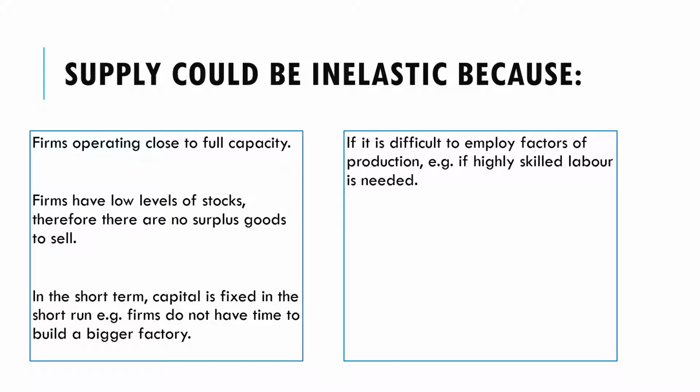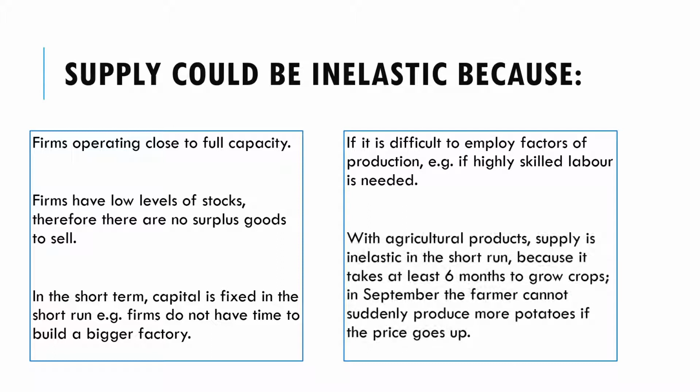Sometimes it's difficult to employ extra factors of production to increase supply, particularly if highly skilled labour is needed. And with agricultural products in particular, you need to grow them. It takes time to grow these things, so you can't increase supply very quickly in the short term. So these are all reasons why supply might be inelastic and we should take them down.